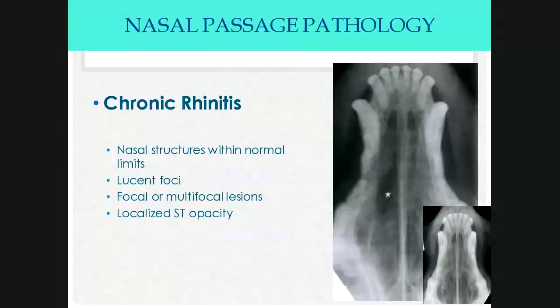Right, on the next slide, we'll be looking at a bit of chronic rhinitis. Typically, the radiological signs could be a nasal radiograph that's completely within normal limits, focal or multifocal lesions, especially more rostral in the nasal passages, or more localized soft tissue opacities. So in this case, the asterisk indicates a large radiolucent lesion here, where there's complete loss of the nasal turbinates, if you compare it to the opposite side, which is still intact.